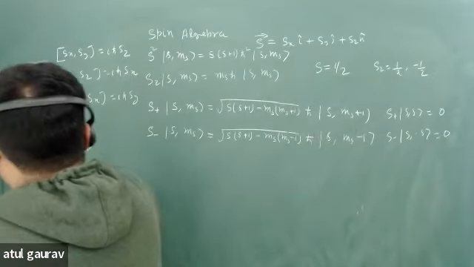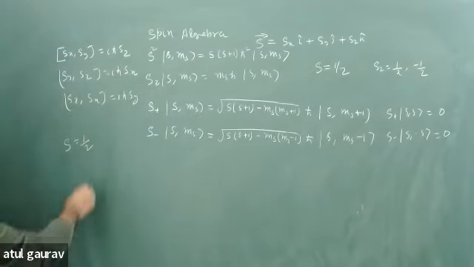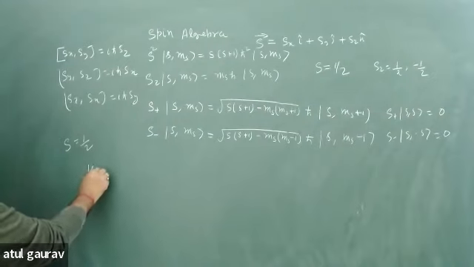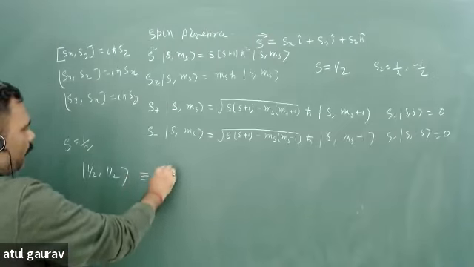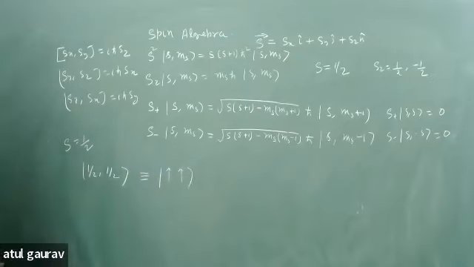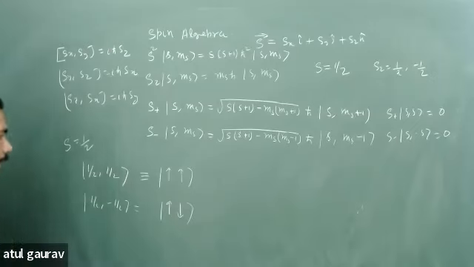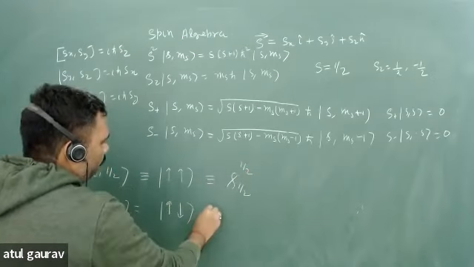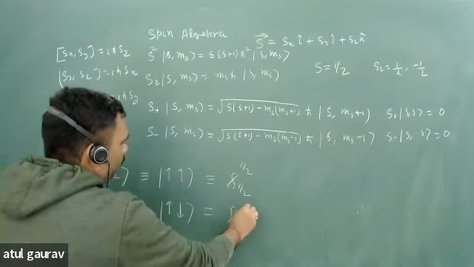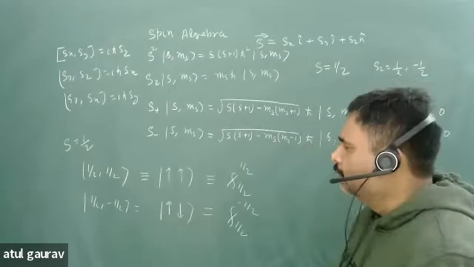S is equal to half. So there are two possibilities, two states. The first state is half and half, and this is also popularly known as up. This is S and this is MS. Another is half and minus half, and this is identified as down. This can also be identified as chi half and minus half. So all are the same thing.